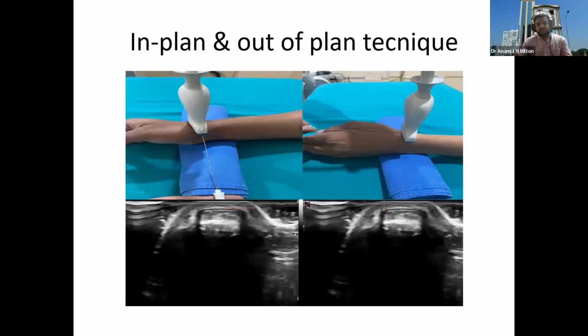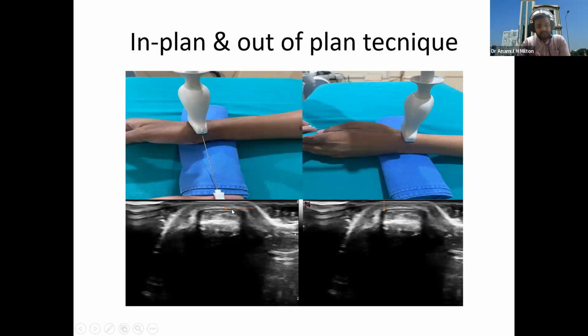Okay. So you can go either by the short axis or by the long axis. In the short axis view of the tendon, the needle comes in and you can see the whole length of the needle.